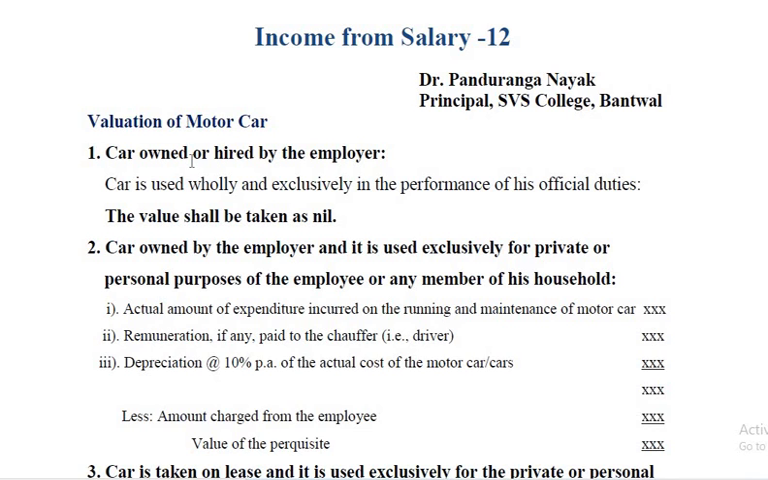For example, the car is owned or hired by the employer. How do you value this perquisite? The car is used wholly and exclusively in the performance of his official duties. His means here the employee's official duties. The car is owned or hired by the employer but used exclusively or totally for the performance of official duties. So here the value is absolutely nil. Perquisite value is nil.